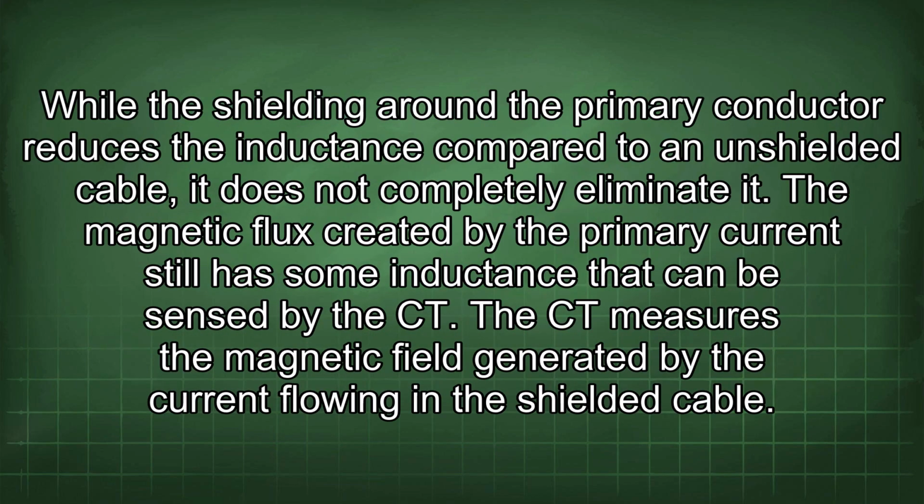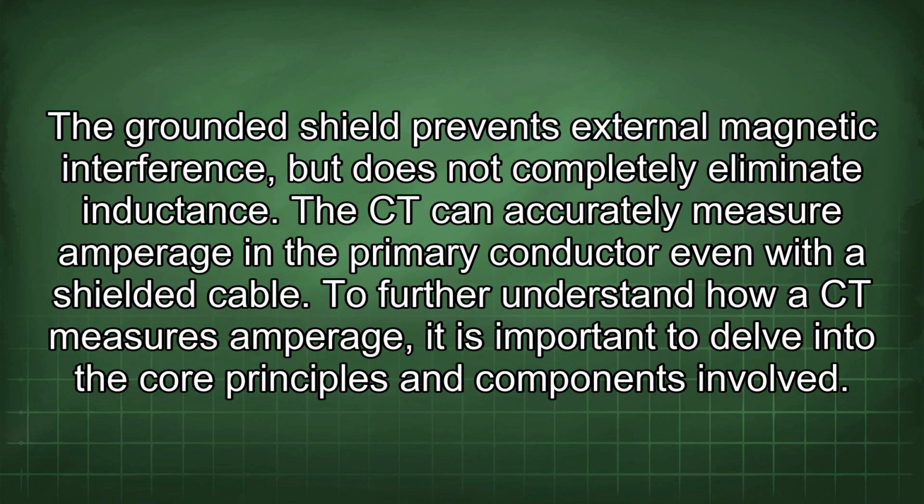While the shield around the primary conductor reduces the inductance compared to an unshielded cable, it does not completely eliminate it. The magnetic flux created by the primary current still has some inductance that can be sensed by the CT. The CT measures the magnetic field generated by the current flowing in the shielded cable. The grounded shield prevents external magnetic interference but does not completely eliminate inductance. The CT can accurately measure amperage in a primary conductor even with a shielded cable.